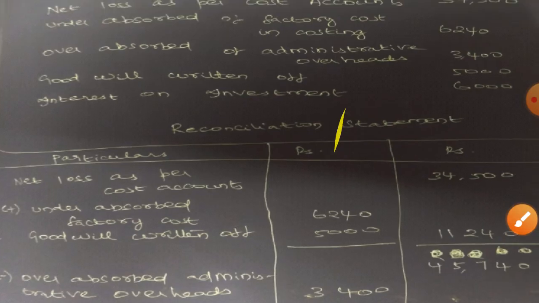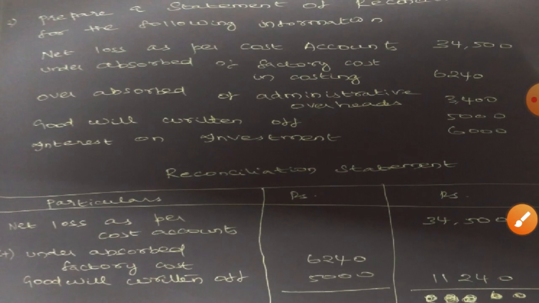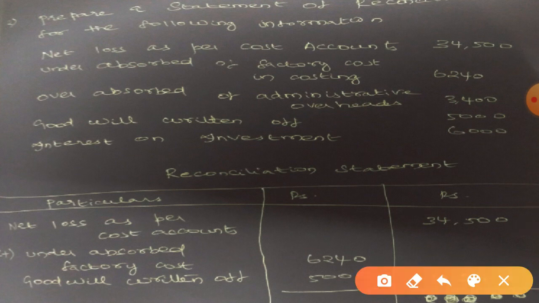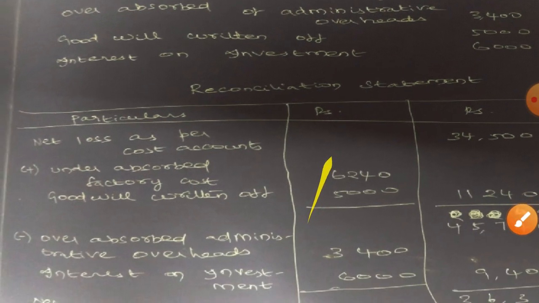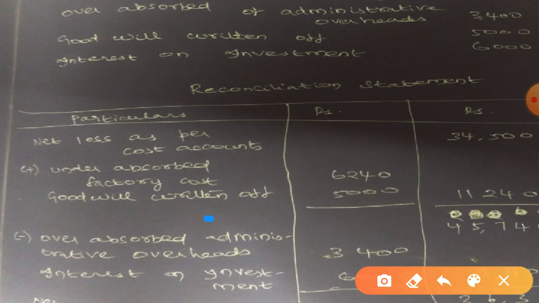Fine. Then the next thing will be goodwill written off. Written off means we'll be deducting the value. Basically it will be an expenditure to us, a loss to us, but since we have been given net loss in this question, we'll have to consider the opposite way, that is, goodwill written off has to be added. If you quickly look into the workings, goodwill written off is actually an expenditure. Since we have been given net loss, we are adding this up.